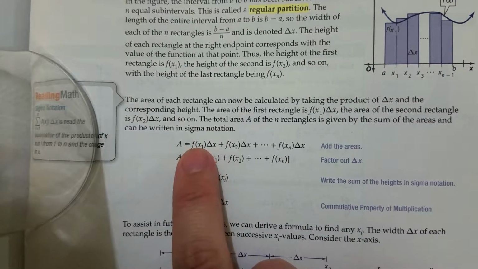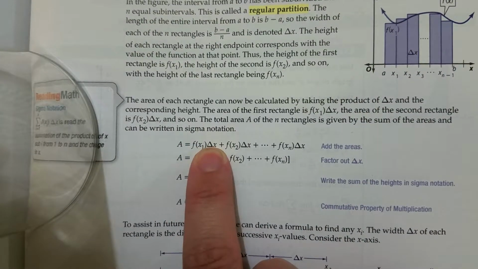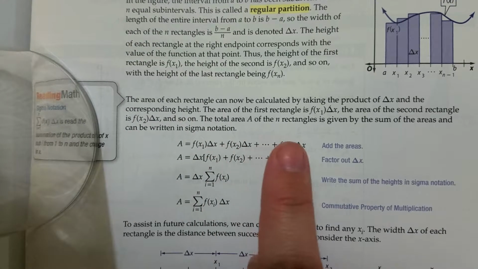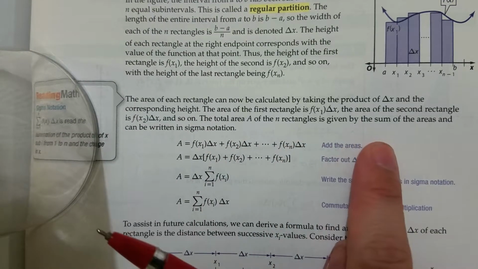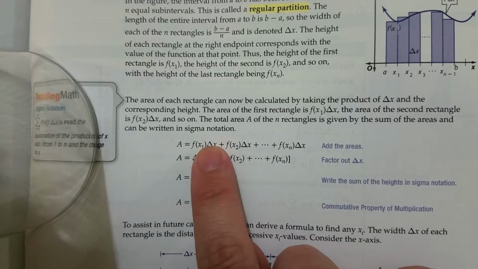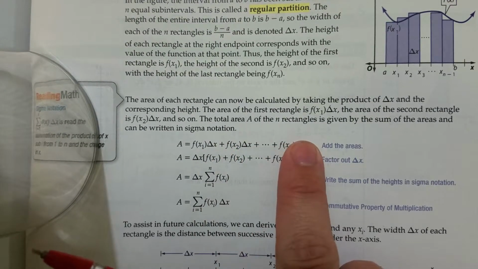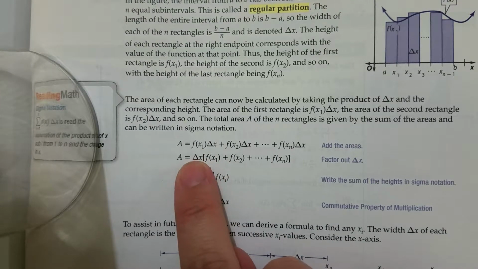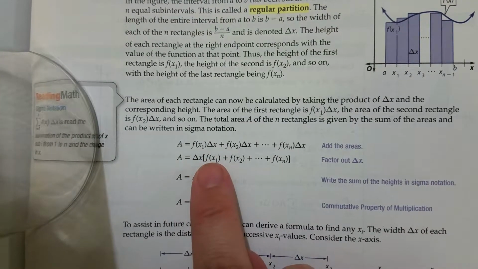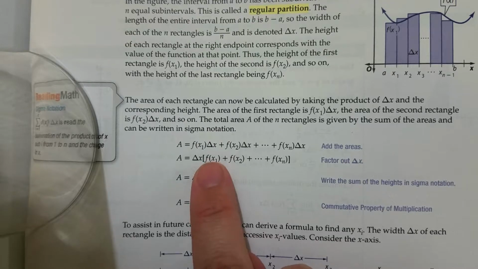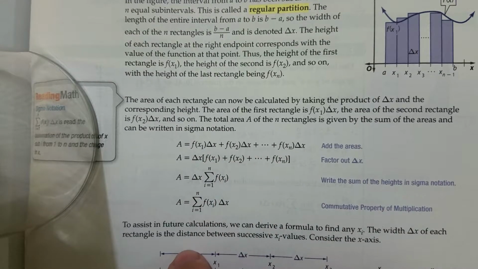So each time this is just height times width, height times width, height times width, and so on forever. Notice all of them are going to have the same width. They're all going to have the same delta or change in x. So you can actually factor that out. And then you just have all of your heights added together.